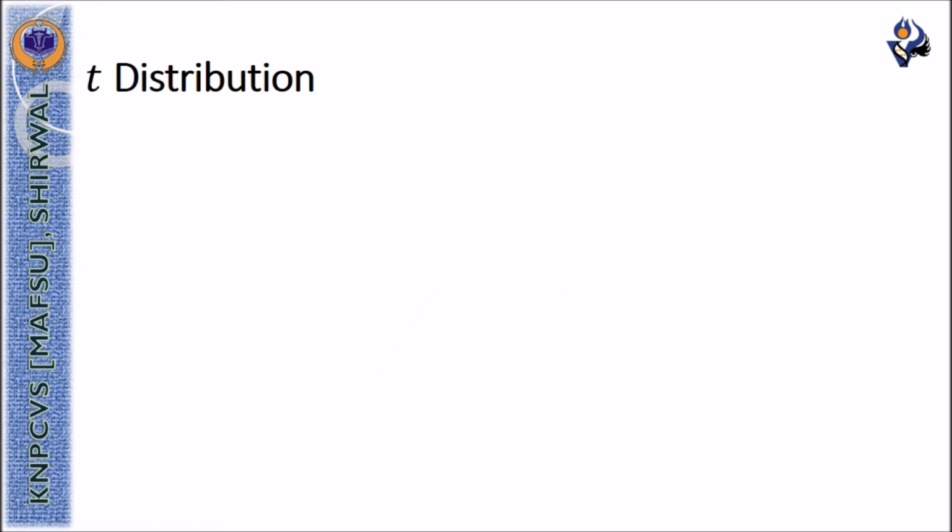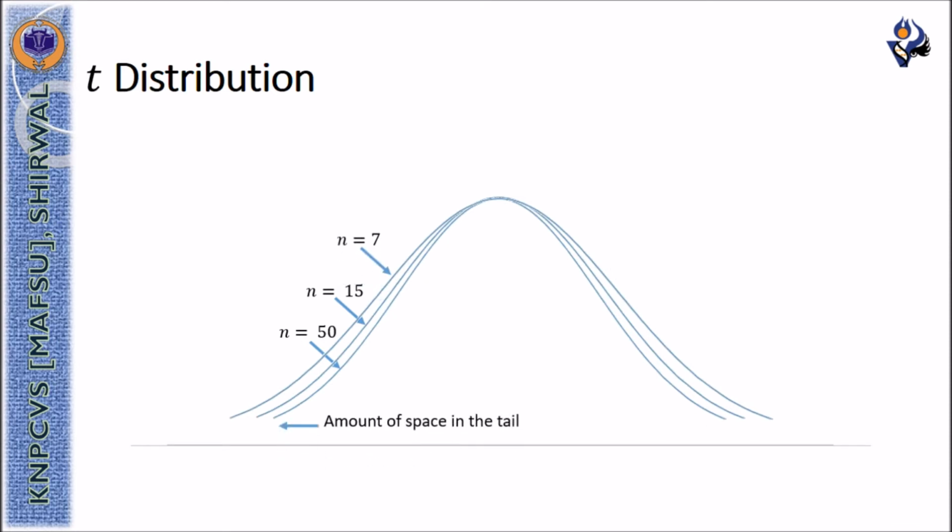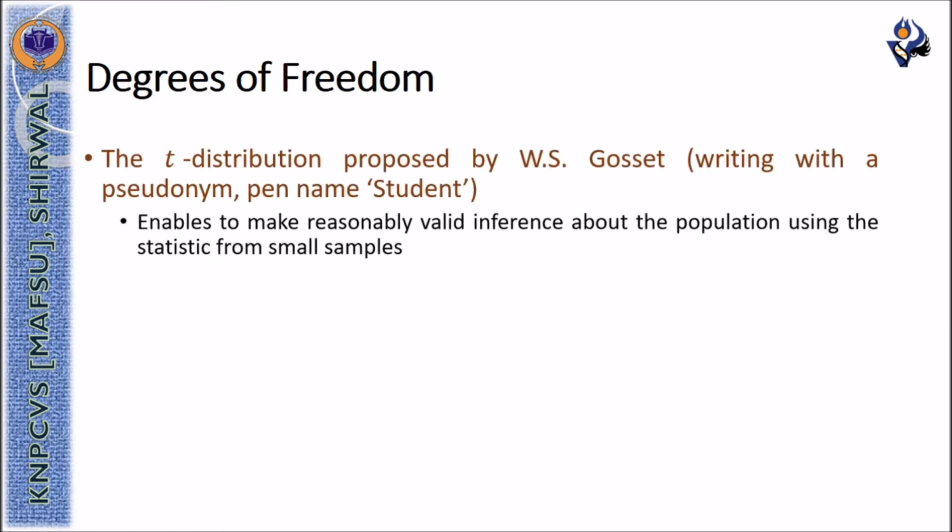If we plot the frequency curve of the samples of varying sizes, then what we observe is that the amount of space in the tail goes on increasing as the number of observations in the sample goes on decreasing. The t-distribution was proposed by W.S. Gossett. It enables to make reasonably valid inference about the population using the statistic from small samples.